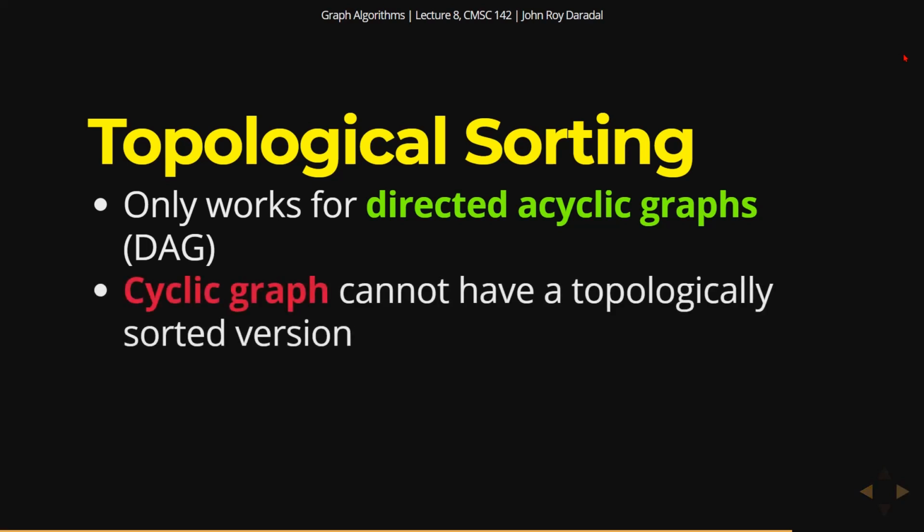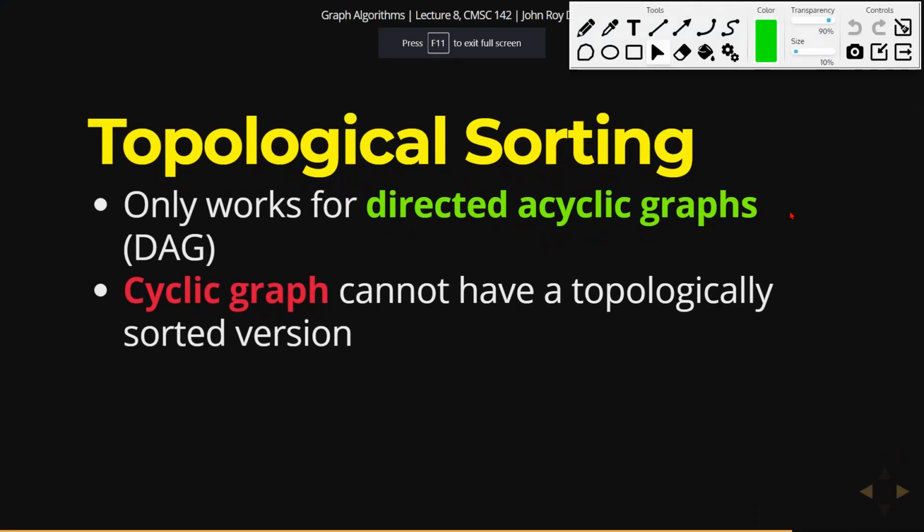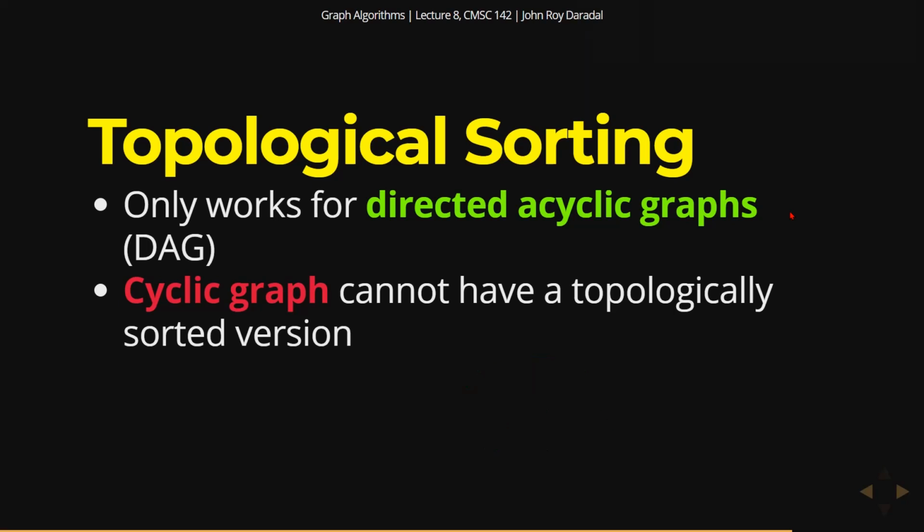Because cyclic graphs cannot have a topologically sorted version. If there is a cycle, then one vertex has to go back to the other vertex, and therefore it cannot have a proper order, right? So for example, if there is A going to B, going to C, and then going back to A, there can't be a topologically sorted version of this, because if you do A, B, C, then one edge would be going backwards, right? So if there's a loop, it can't be topologically sorted.